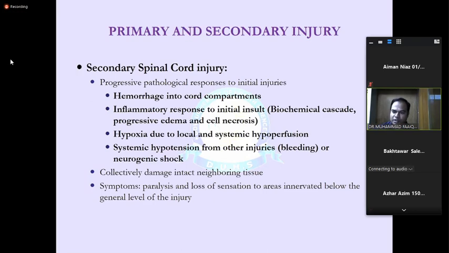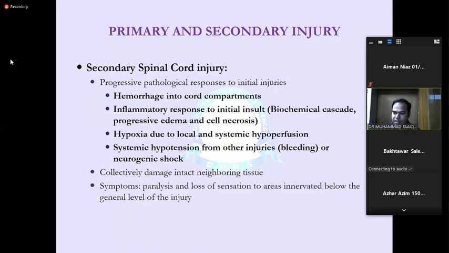Primary spinal cord injury cannot be prevented once it has happened, but secondary spinal cord injury, if you give proper attention, the damage the patient can sustain you can decrease as much as possible. Secondary spinal cord injury you can manage. So it is important that patients usually are admitted in the spinal ward for observation, just to avoid secondary spinal cord injury.